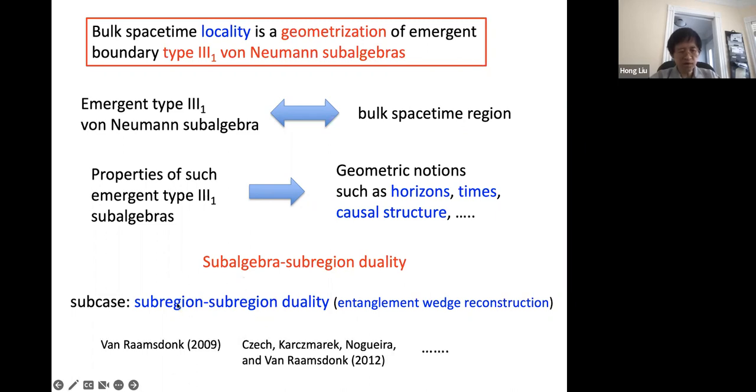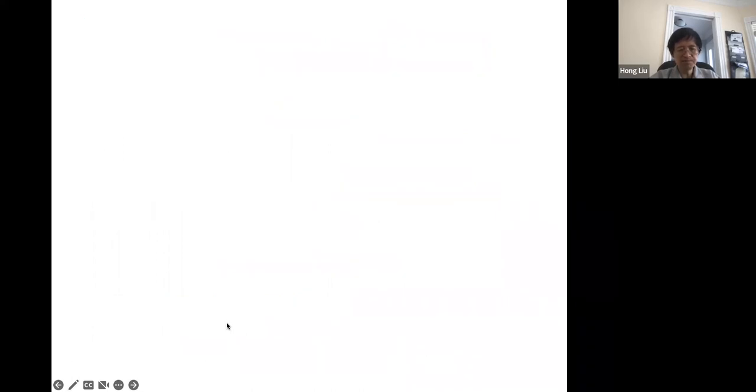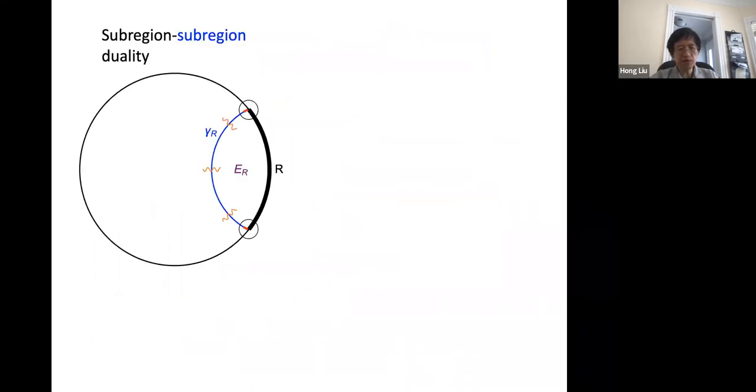So this story, subregion duality, started with those early papers. There are many papers here. I'm just including two very early papers. Okay, so let me just remind you quickly, what is this subregion duality?